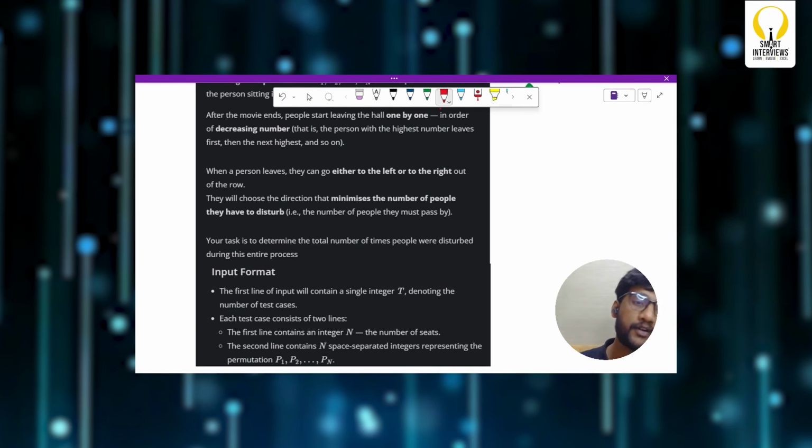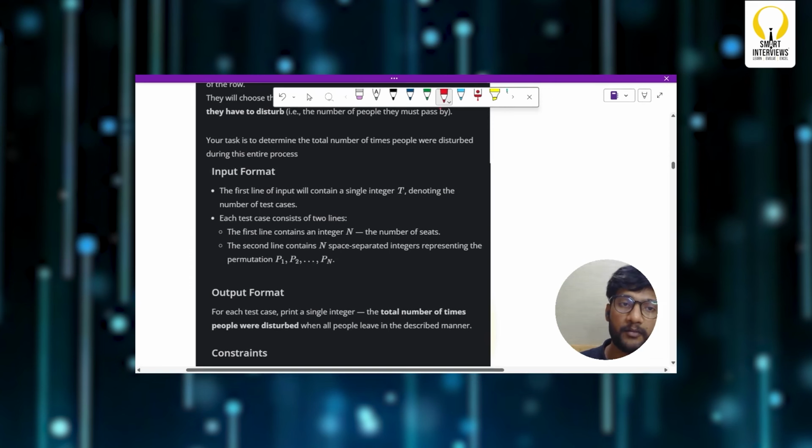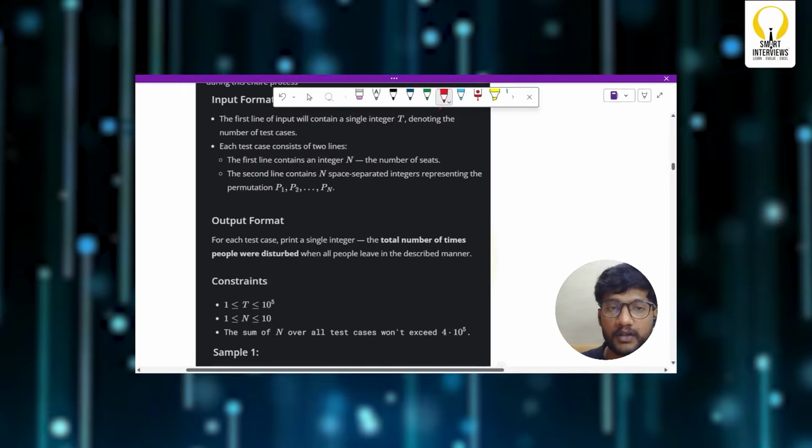So what is the input format? The first line of the input will have the test cases, obviously. And next we have two lines for each test case. The first line will have the number of seats. The second line is the permutation from 1 to n, as space separated integers. What will be your output? On each line you're supposed to print a new test case's output: the total number of times people were disturbed when all people leave in the described manner.